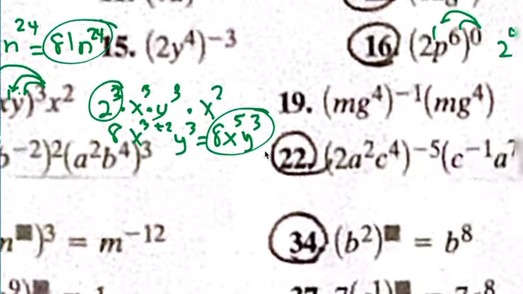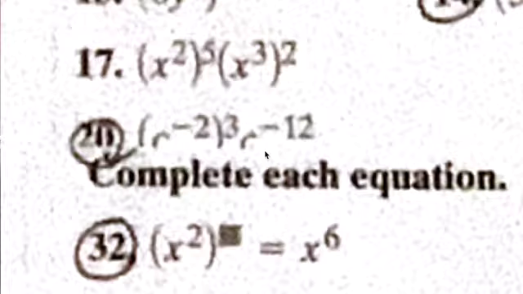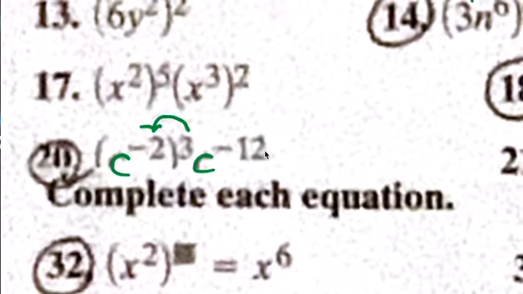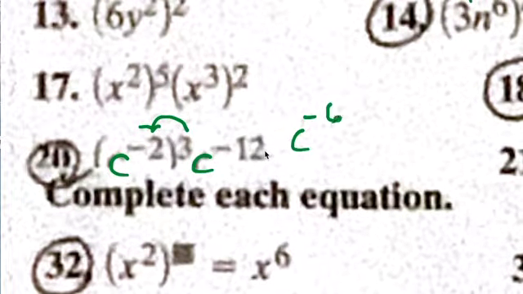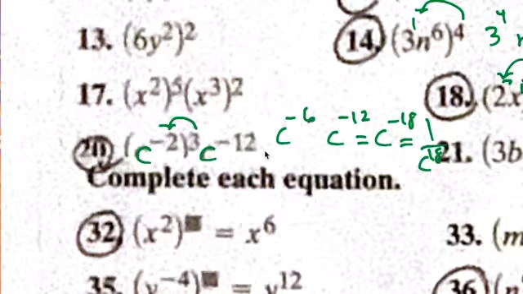Okay, number 20. You got, distribute that, right? I believe this is letter C. It looks like an R, doesn't it? But that's letter C. C to the negative 6th power and C to the negative 12th power, you add that, you get c to the negative 18th power, or 1 over c to the 18th power.